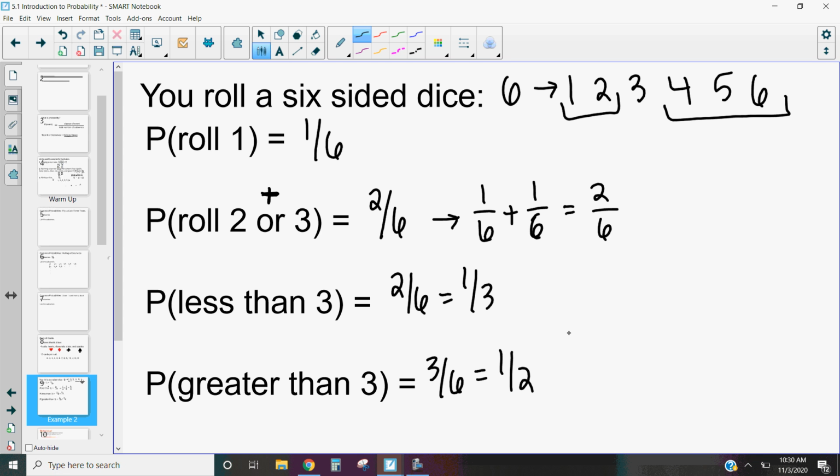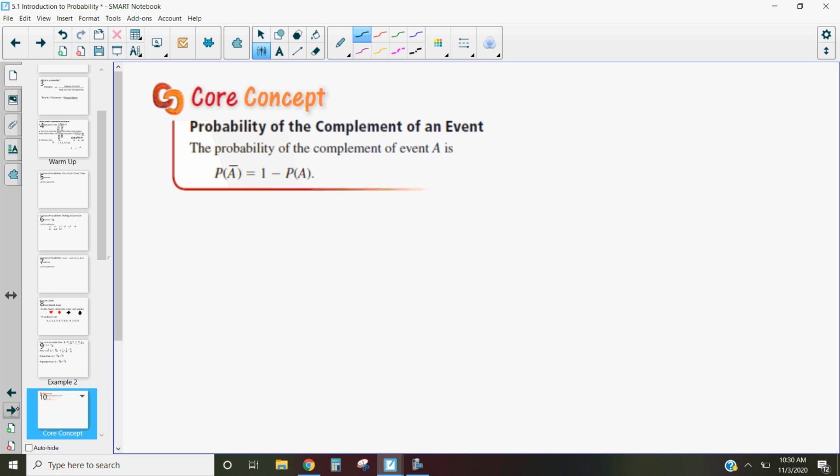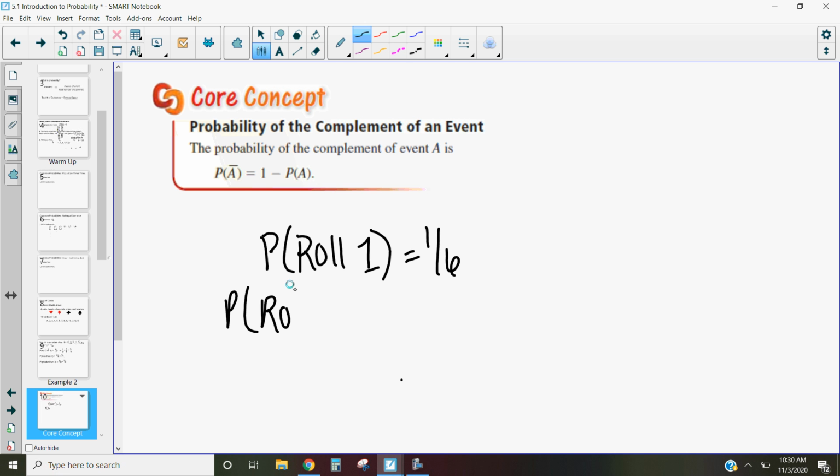With that being said, along with typical probabilities, we also have something called the probability of the complement of an event. The probability of a complement is kind of the opposite. Instead of saying what's the probability that you roll a 1, which is 1 out of 6, the complement to that would be, what's the probability that you do not roll a 1? Let me write that again. Probability that you do not roll a 1.